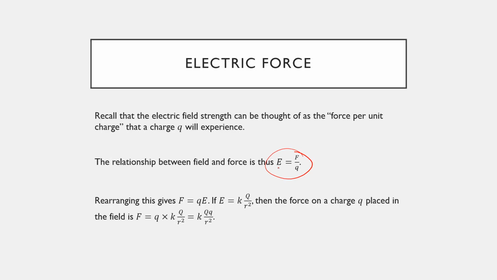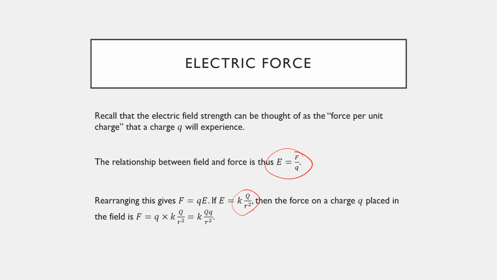So if you put a charge inside an electric field, the force that it would experience is proportional to how much charge there is. So rearranging that little expression there gives you F equals QE. We saw that in one of the previous videos. However, we know that the electric field strength can be written as this, where this capital Q is the charge that is exerting the field, and R is the distance between that charge exerting the field and that point in space around the field where your second charge is going to be placed.